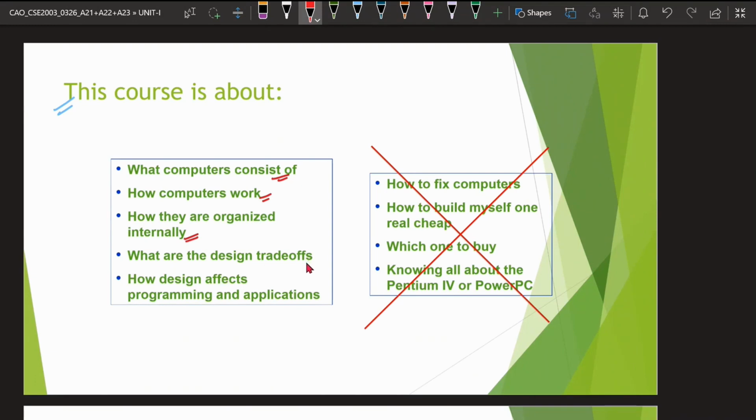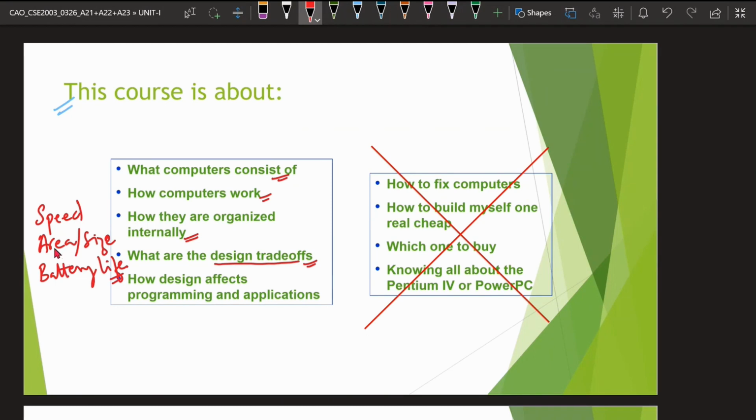What's the design trade-off? Design trade-off means, first of all, there are different design parameters. In terms of a computer, we have speed. Speed is one of the performance parameters, and the area requirement, or we can call it size, is another performance parameter. Speed, area, and the battery life.